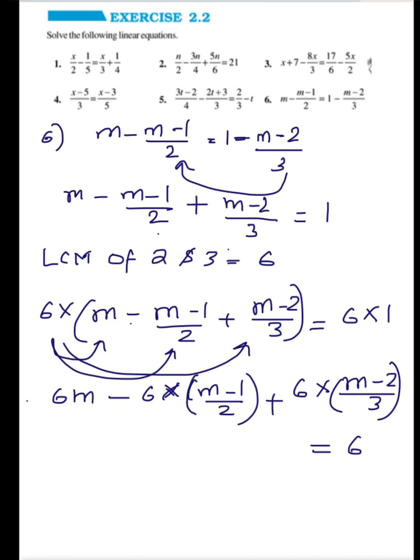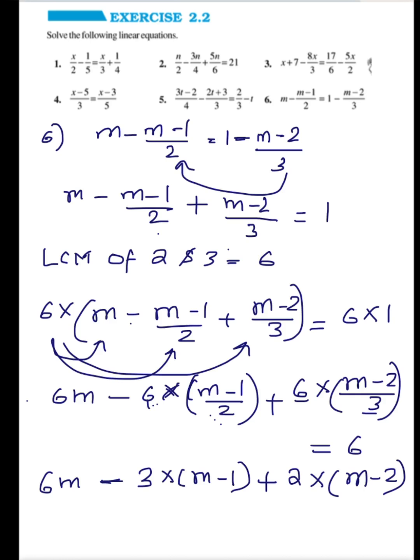Understand? Now 6m minus, you know that what is 6 divided by 2? 6 divided by 2 is what? 3. So 3 into m minus 1. Understand how you are getting this 3? You are just dividing this 6 by 2. Now plus this 6 divided by 3. What is 6 divided by 3? It's 2. So 2 into what is remaining there? m minus 2, is equal to 6.